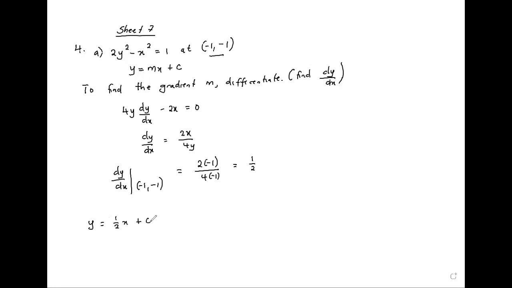Another question is, how do we get c then? To get c, where has 1 gone? It has been differentiated.